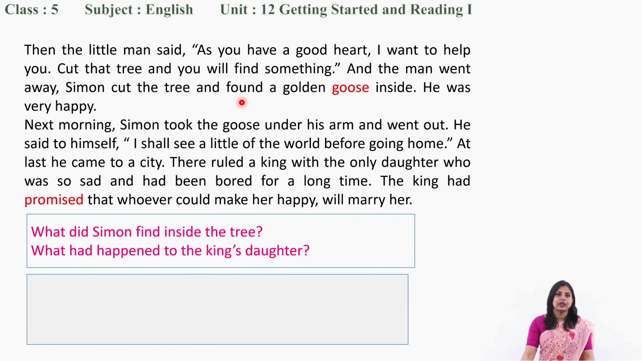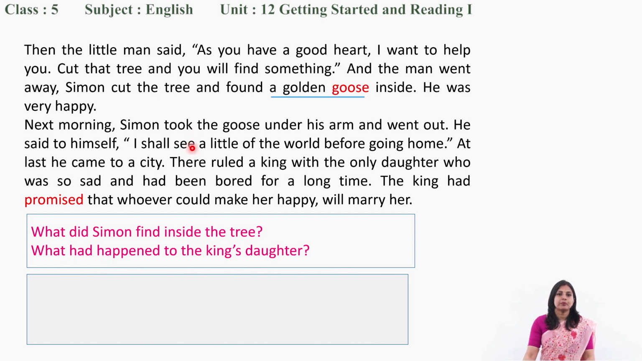And the man went away. Simon cut the tree and found a golden goose inside. He was very happy. So tell me, what did Simon find inside the tree? Yes, exactly. A golden goose. He found a golden goose inside the tree. He was very happy. You will be also happy if you receive something like that, isn't it?